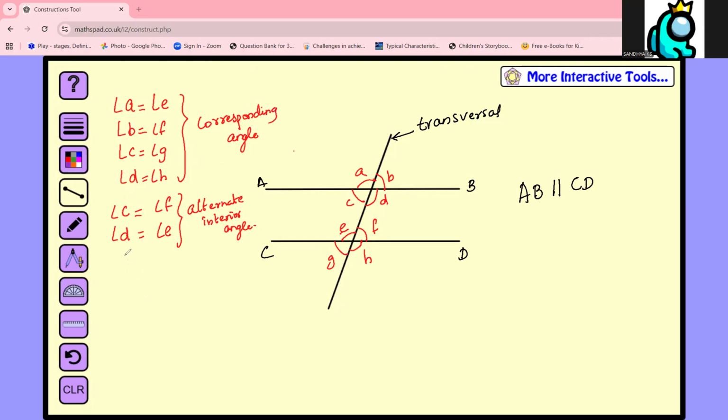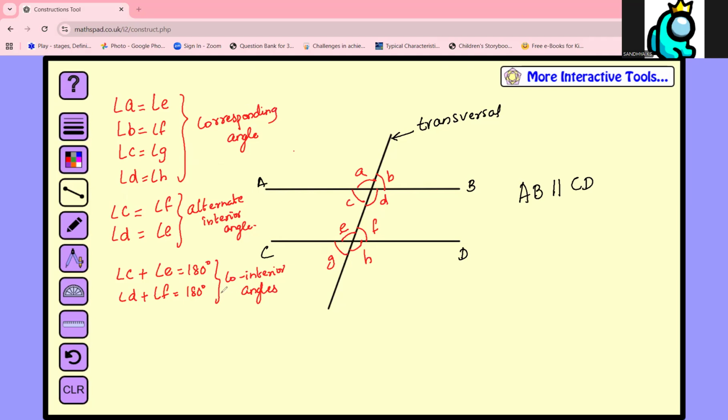Then if this angle C and angle E are lying on the same side, right? The measure of these both add up to 180 degrees. They are called co-interior angles, or angles on the same side of the transversal. Angle D plus angle F is also equal to 180 degrees because they are co-interior angles.